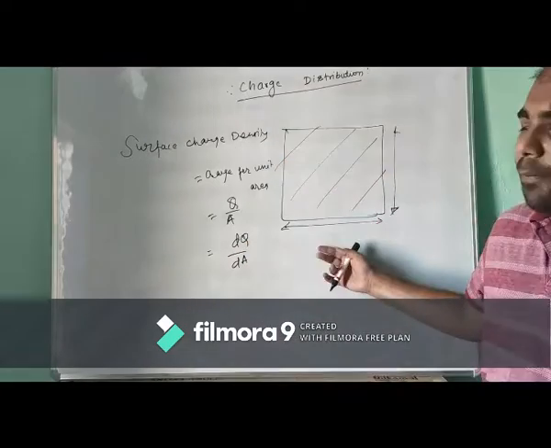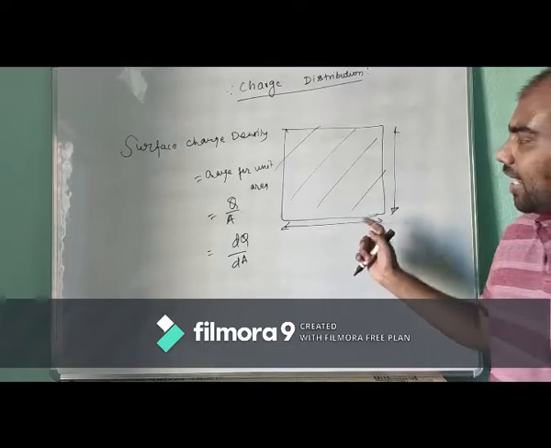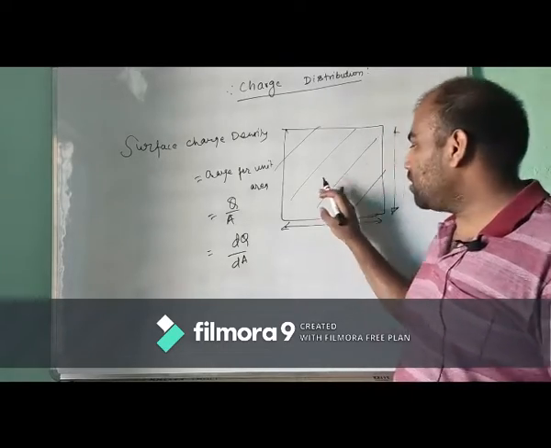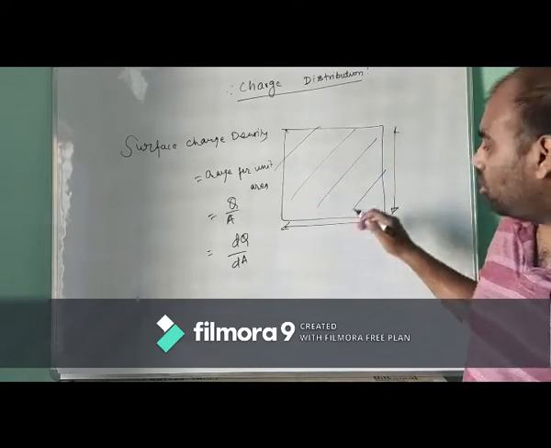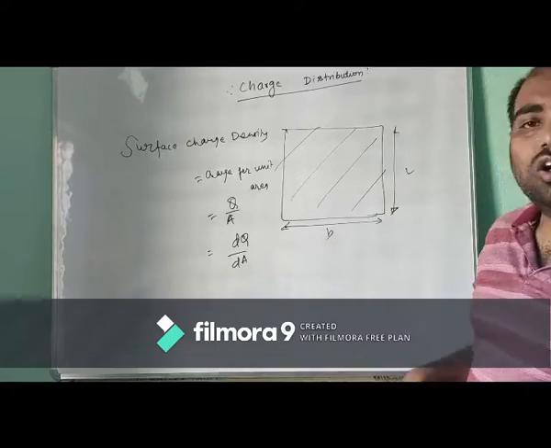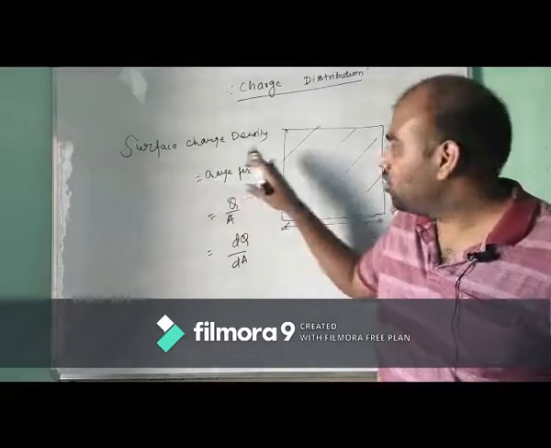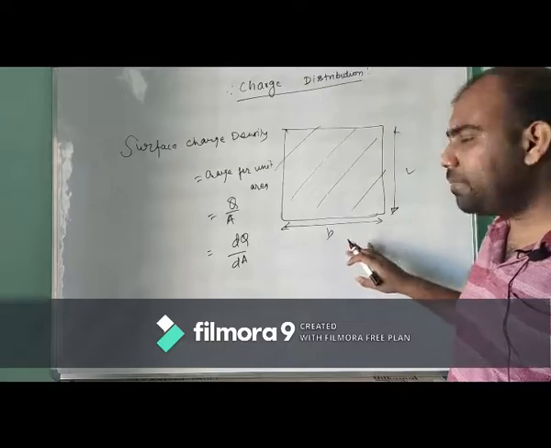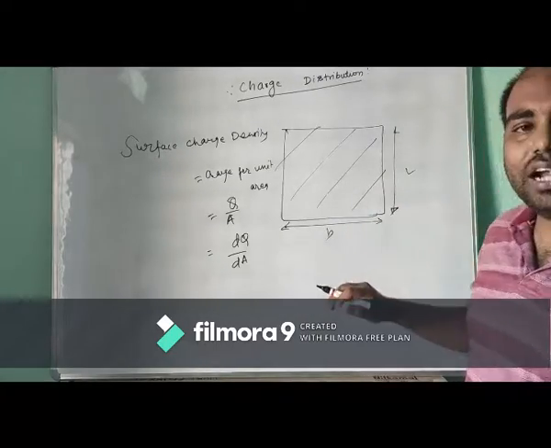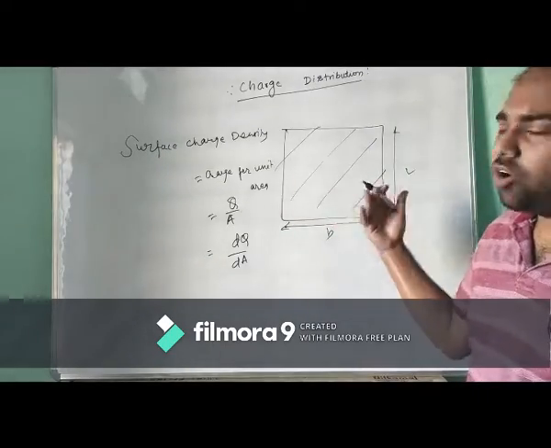I'm not taking an example on these things. You can try the first thing yourself on these things. It is the B and L. What is the surface charge density on this rectangular plate? Now assume that the variation is in charge. Now what is the example?